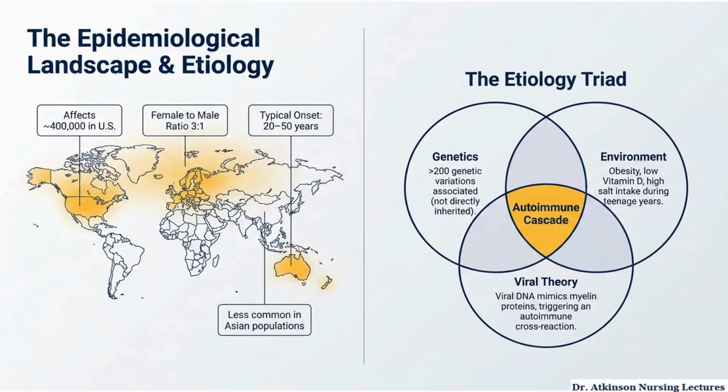The exact cause is still unknown, but the current thinking involves a combination of genetics, environmental triggers, and autoimmune activation. More than 200 genetic variations have been associated with MS, but it is not considered directly inherited. Environmental risks include obesity, low vitamin D levels, and high salt intake during adolescence. There's also a viral theory, suggesting that viral proteins may mimic myelin, triggering an autoimmune attack against the nervous system.